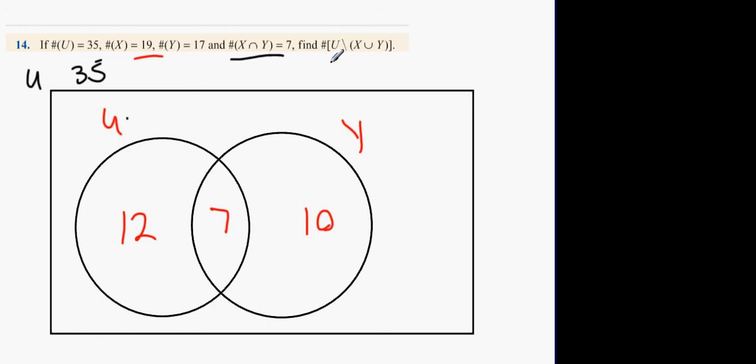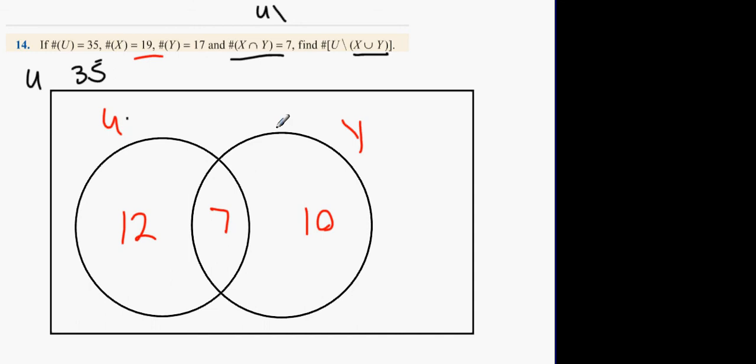What does this mean in English, Jake? What does it mean if you were to translate that for me in English? Cardinal number, universal, set difference. But what's another way of explaining set difference? Everything that's in U that's not in X union Y. Everything in U that's not in X union Y.